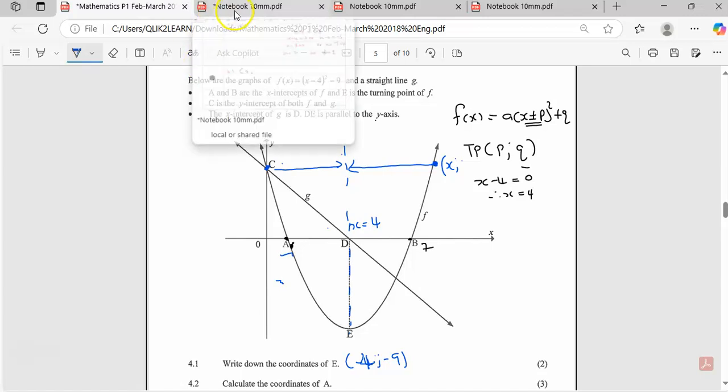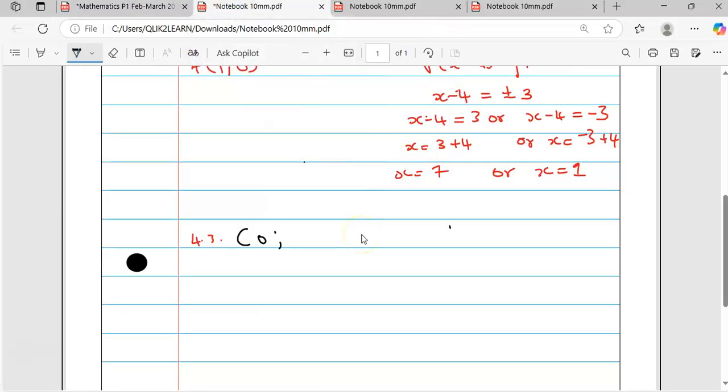So on the equation of f at x, where there's x, we're going to put 0. So this will be 0 minus 4 squared minus 9, and this will give you 16 minus 9, which is 7. So the coordinates of C is 0 and 7.